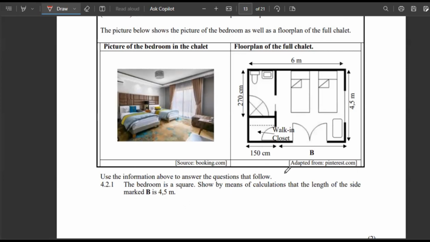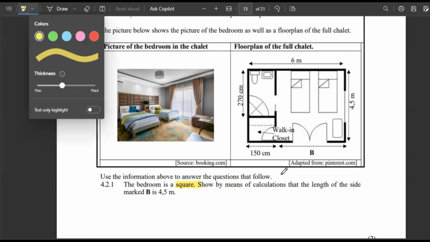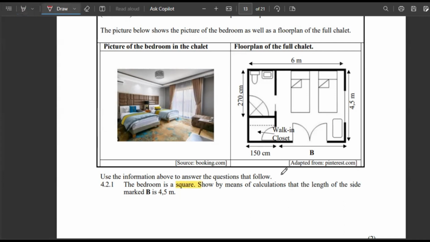The bedroom is a square. When you hear the word square, what has to come in your head? That all sides are equal. Then they say, show by means of calculations that the length of the side marked B is 4.5 meters. The length from here to there is 4.5.